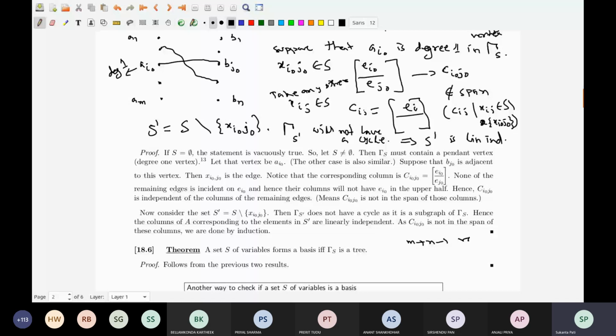In that case, gamma S will be a tree. Why? Gamma S is a graph on m plus n vertices. Remember, A1 to Am, B1 to Bn, these many vertices. And it does not have a cycle, and it has m plus n minus 1 edges. So it has to be a tree. The converse is also true. If it is a tree, then it will have m plus n minus 1 variables only, and it will be linearly independent. So it is a basis.